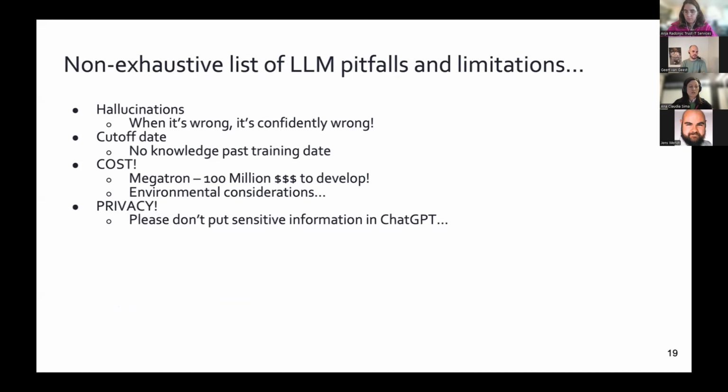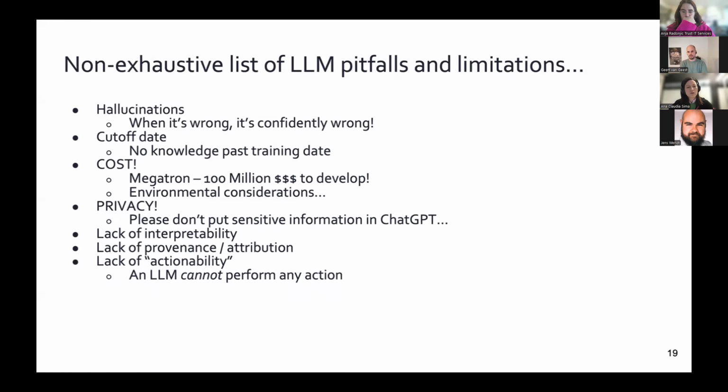And there are also environmental considerations to think about, both for training and for using large language models. Privacy is a relatively well-known concern. You shouldn't put private information in commercial models. But there are also others, such as lack of interpretability, lack of provenance. So where does an answer come from? You can never really be sure. And lack of actionability. So an LLM by itself cannot actually perform something on the environment. It needs tools to do this, bias, and so on.